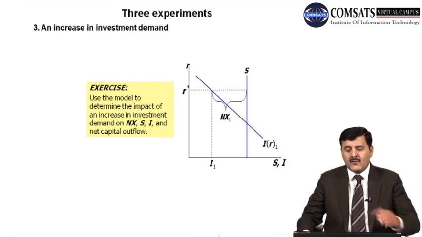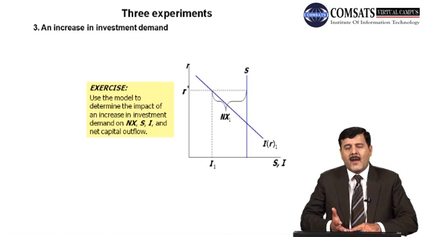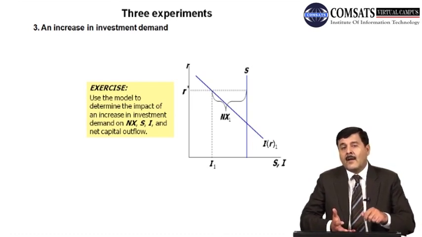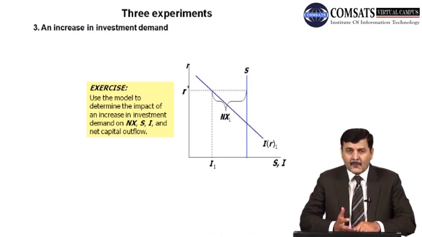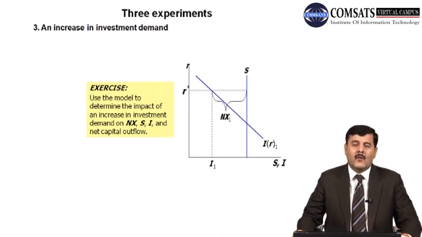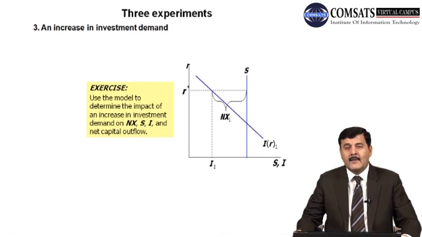Now this is an exercise: use this model which is given in front of you, and we'll try to determine the impact of an increase in investment demand on net exports, saving, investment and net capital outflow, right? So we will see the effect of the increase in investment on four things. Which four things? As we saw in the previous diagrams in the case of fiscal policy at home and abroad, whenever there is a change in fiscal policy at home and abroad, it can affect four things: the net exports, savings, investment, and capital outflow and inflow. Similarly, whenever there is a change in investment demand, it can also affect the savings, investment, net exports and net capital outflow. So we'll see this in the next diagram.